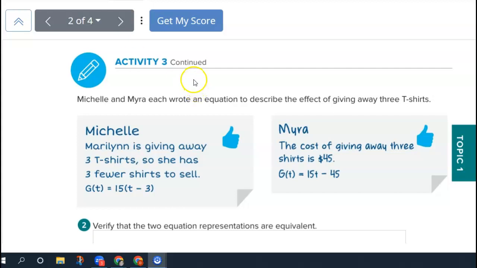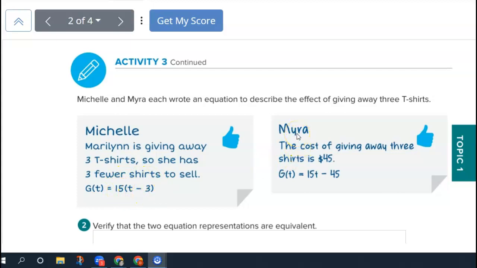To continue this assignment, there are two people, Michelle and Myra, and they each write an equation to describe the effect of giving away 3 t-shirts as a promotion in that raffle. Michelle writes her equation this way because Marilyn is giving away 3 shirts, so she has 3 fewer shirts to sell. So instead of selling T number of shirts, she's selling T minus 3. So she's going to make 3 shirts less money.